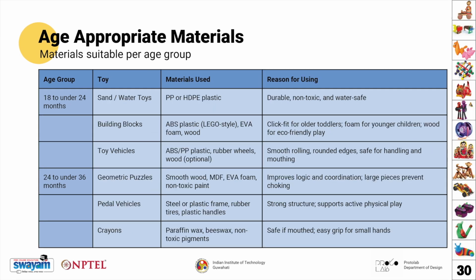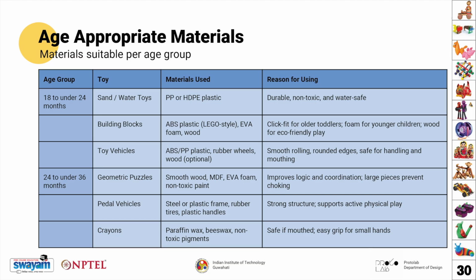For children in the 18 to under 24 months age group, toys begin to support exploratory play, coordination, and early problem solving skills. Sand and water toys are commonly made from polypropylene or high density polyethylene, that is HDPE plastic. These materials are durable, non-toxic, and resistant to water, making them ideal for outdoor and sensory play.